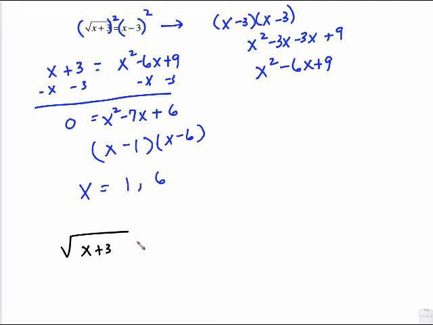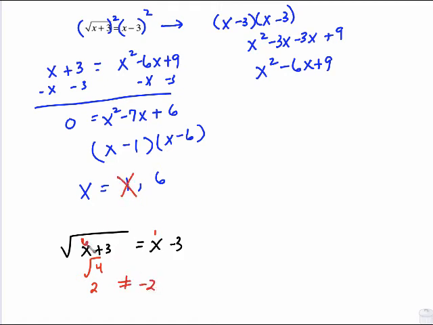This was the square root of x plus 3 equals x minus 3. If I plug 1 right here and 1 right here, 1 plus 3 is 4. Square root of 4 is 2, but 1 minus 3 is negative 2. 2 does not equal negative 2. That means 1 does not work.